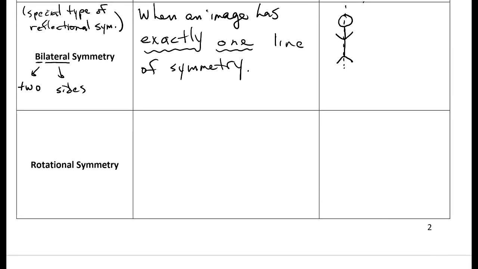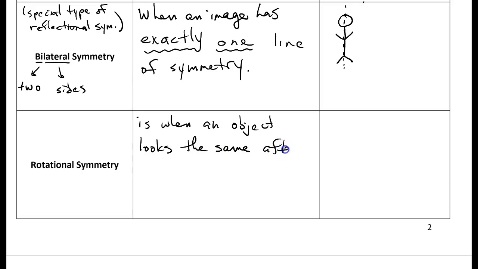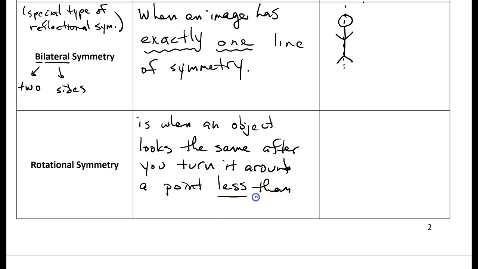All right, so rotational symmetry, our last type of symmetry, is when an object looks the same after you turn it around a point less than 360 degrees.